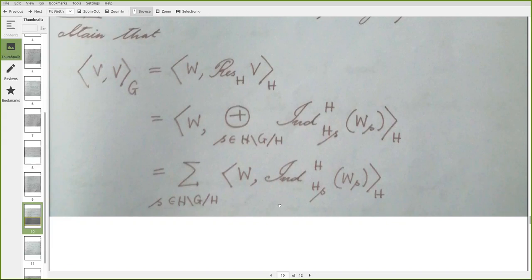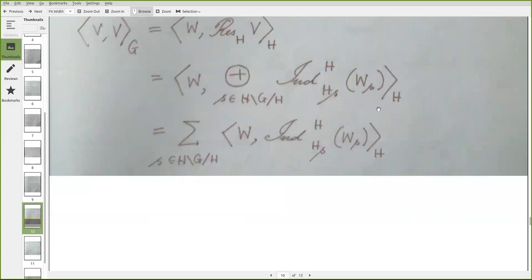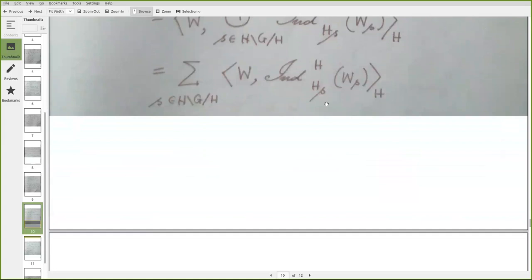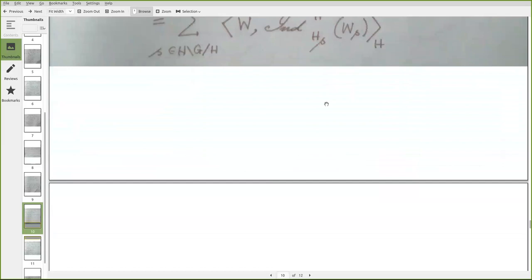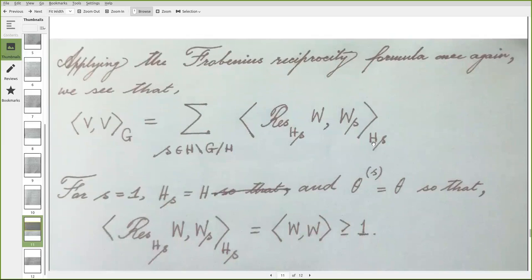This is what we get, and therefore this is also now quite ready. So here also we will use this Frobenius reciprocity formula once again, and that just yields this. It is a direct application of the Frobenius reciprocity formula.